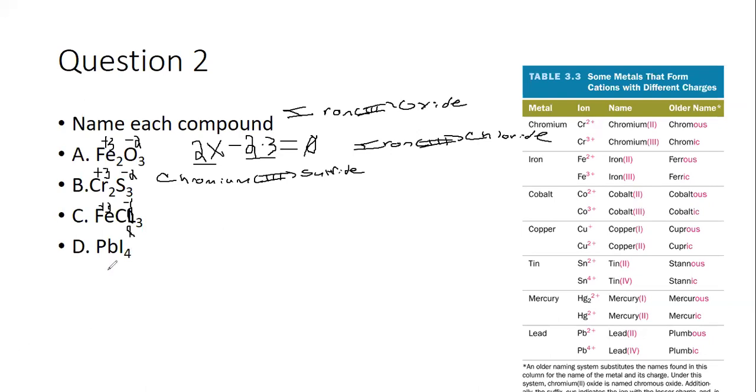But yeah, so for D, iodine's -1. We have 4 of those. So lead must be +4 to make a neutral compound. So this would be lead 4 iodide.